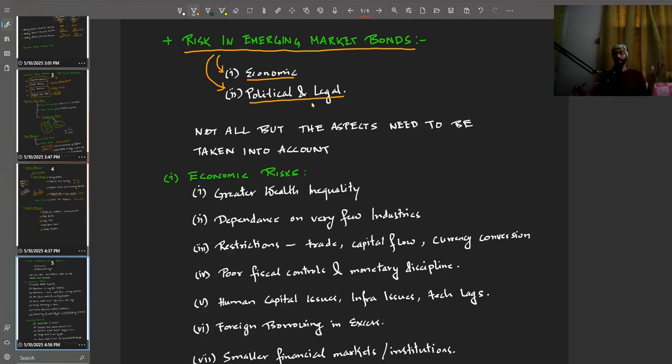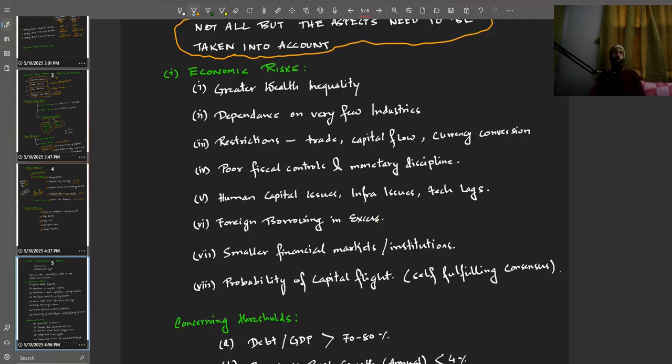Not all the emerging countries have the same intensity of risks, but the factors have to be taken into account when you are trying to analyze an emerging market instrument. So first we'll understand what the economic factors are, and then we'll understand the political and legal aspects. So first we'll talk about the economic risks. What are the economic risks in an emerging market? There are probabilities of greater wealth inequality, which means the rich and the poor have a great amount of difference. This can be one of the factors.